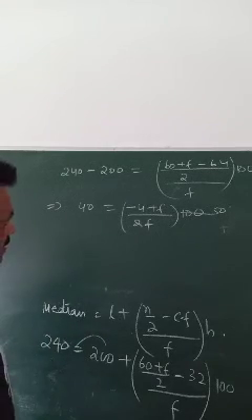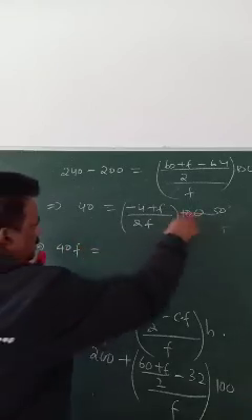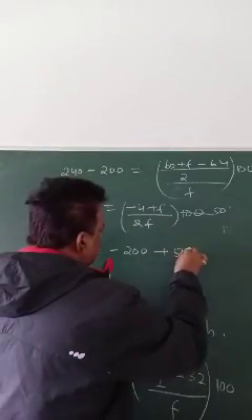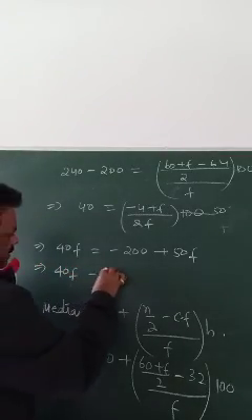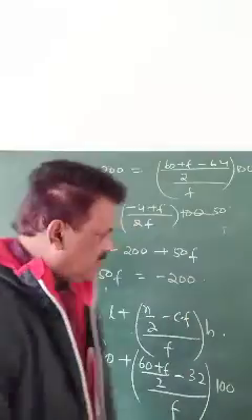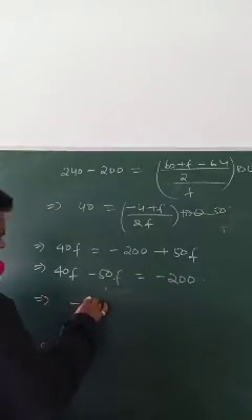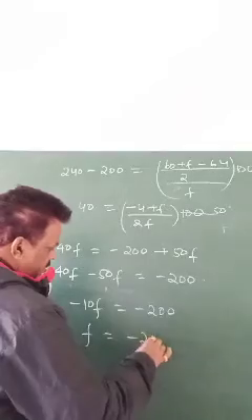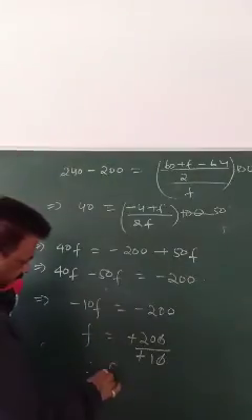Then cross multiplication, f will come here. 40f equals minus 200 plus 50f. This will come this side. 40f minus 50f is minus 200. Then minus 10f equals minus 200. f equals minus 200 by minus 10. Therefore, f is equal to 20.